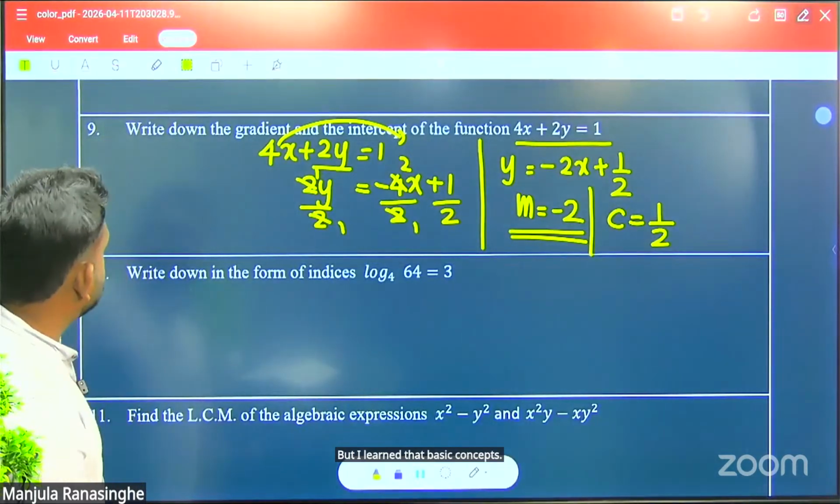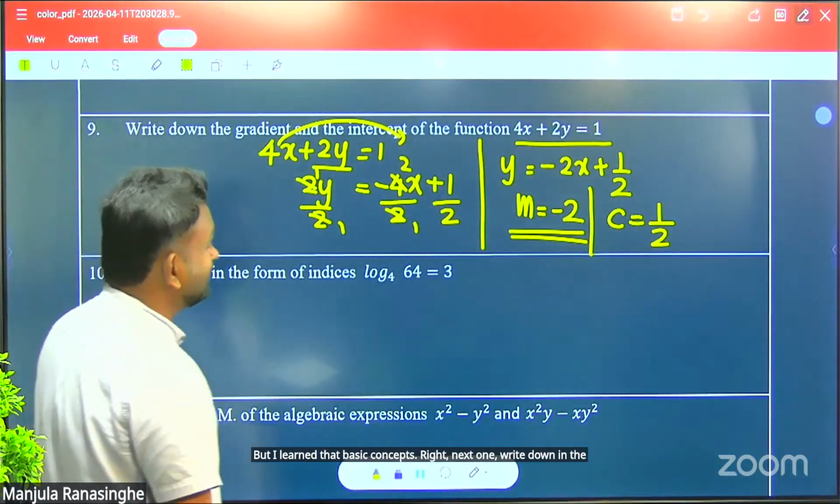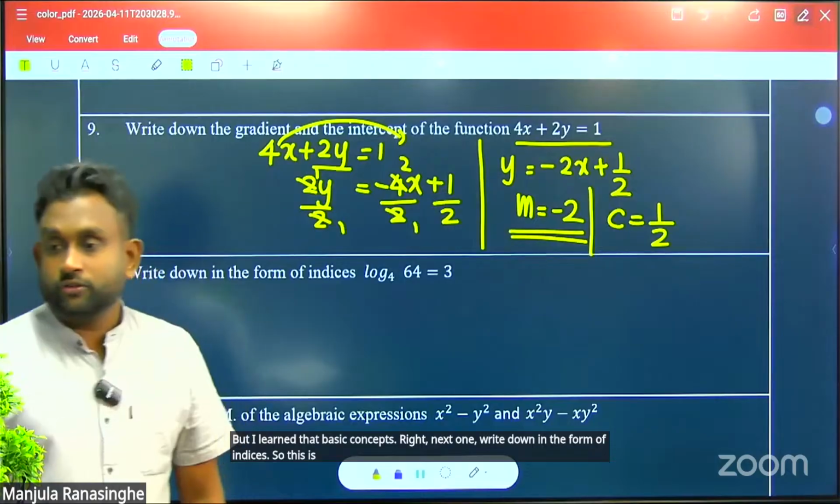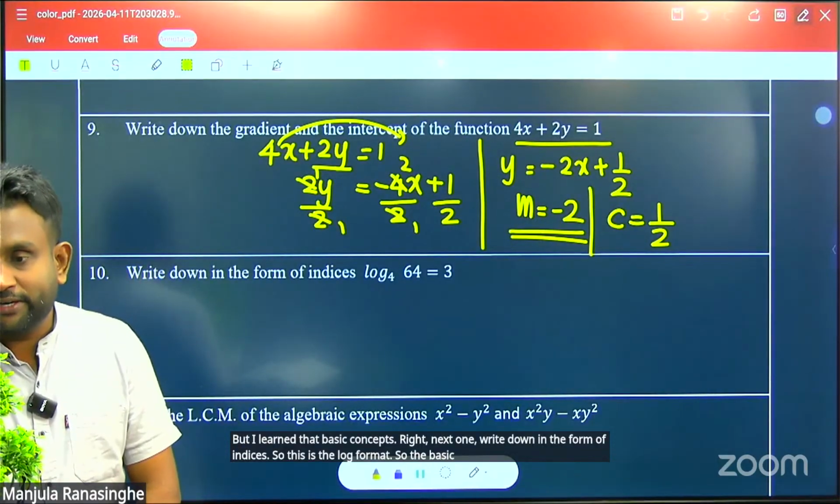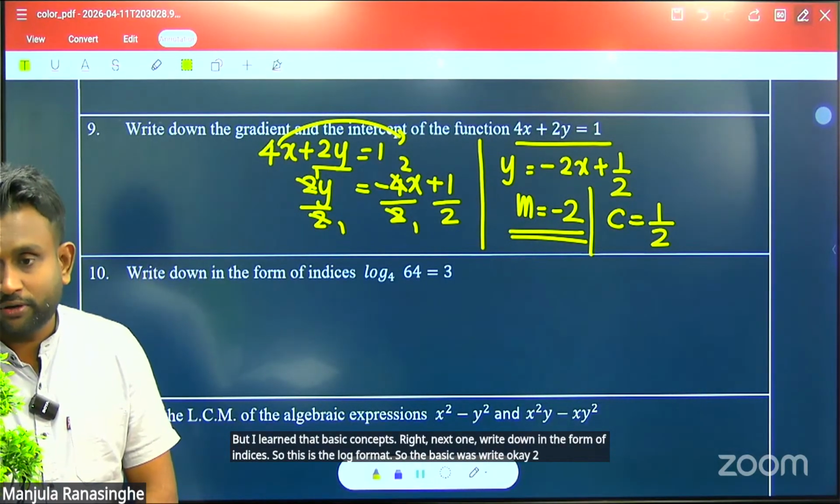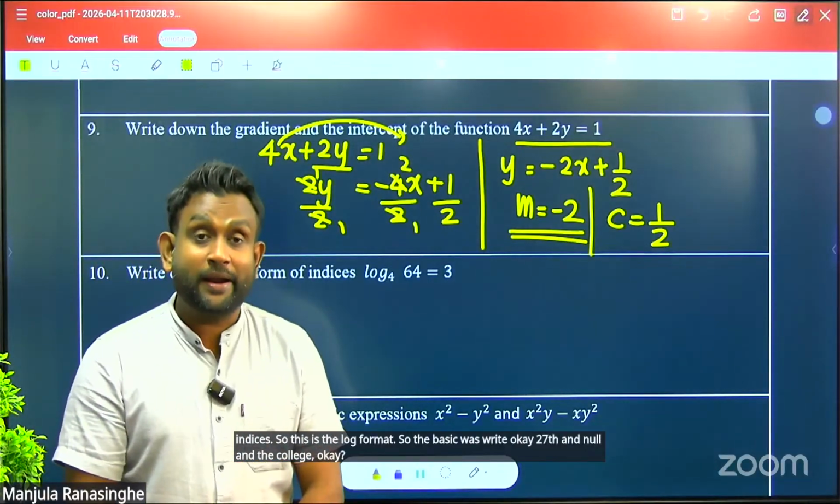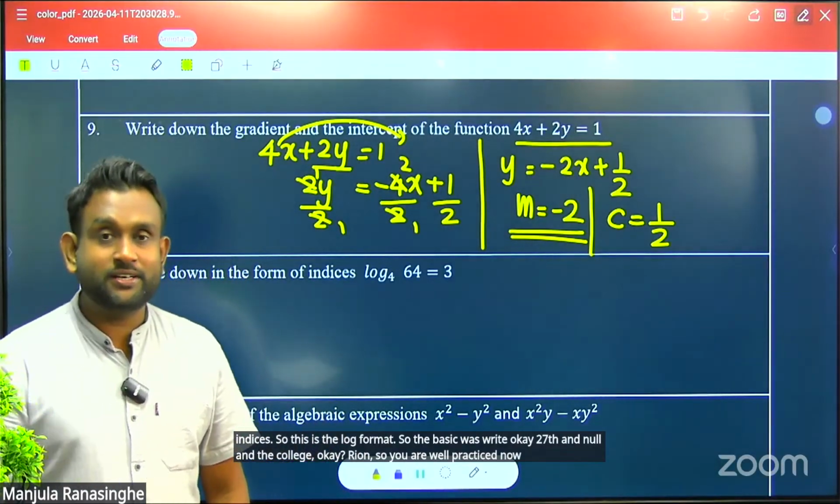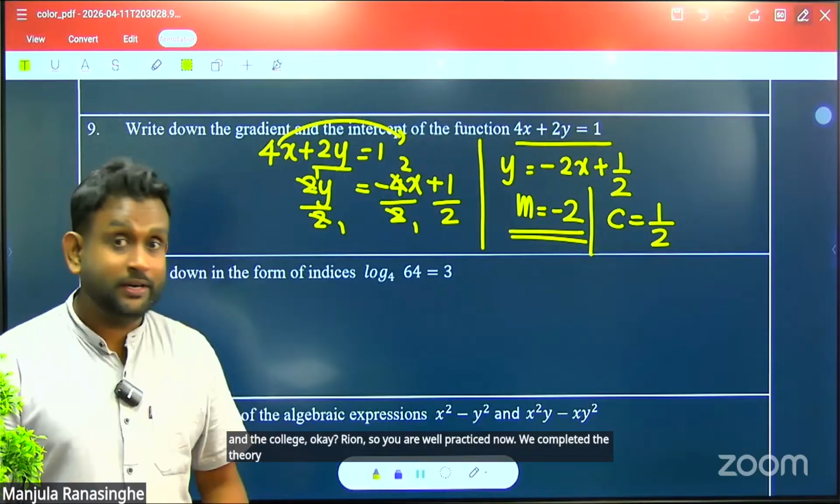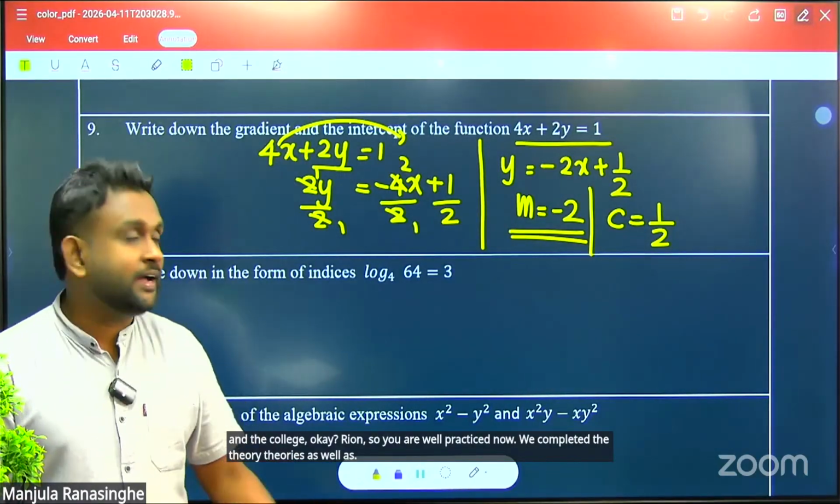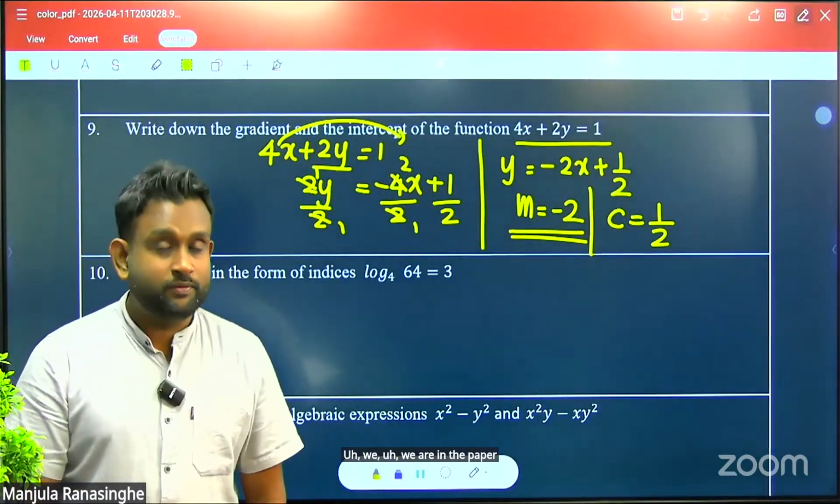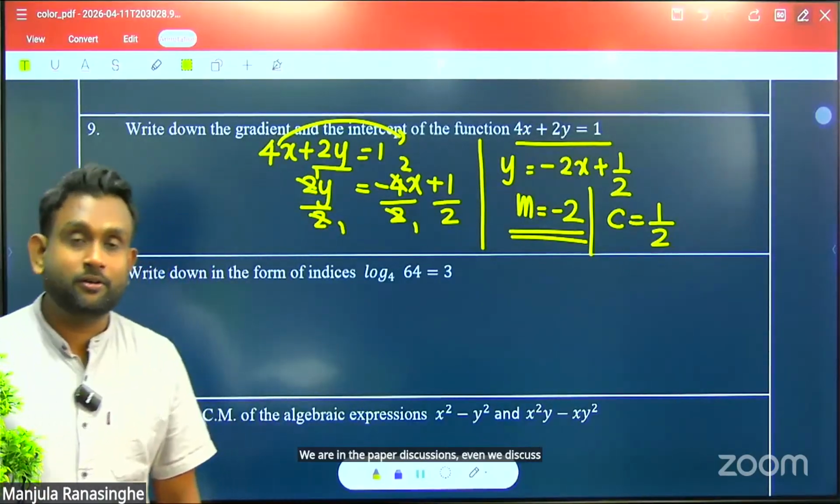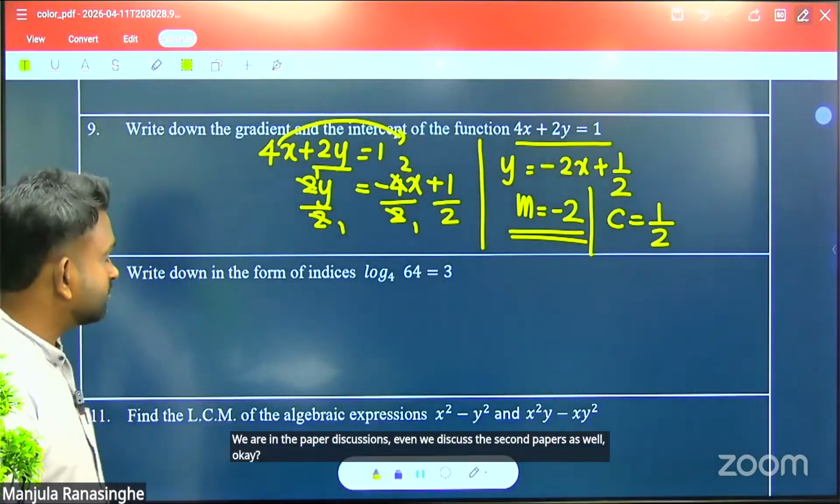Next one: write down in the form of indices. So this is the log format. The basics were covered. 27th Nalanda College, you are well practiced now. We completed the theories as well as the paper discussions, even the second papers. Don't worry, you can score more.